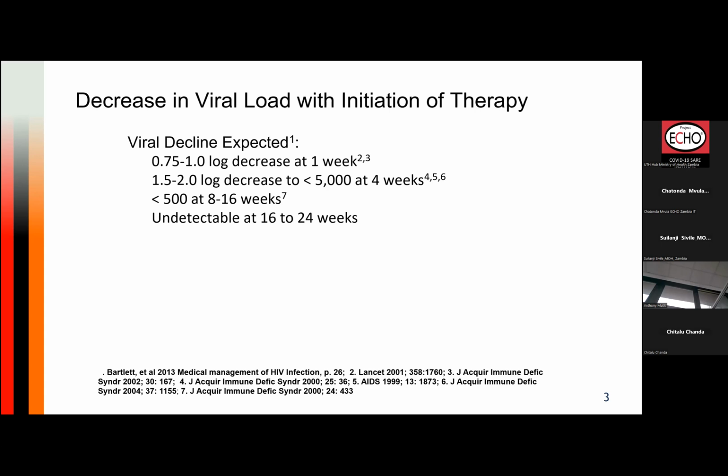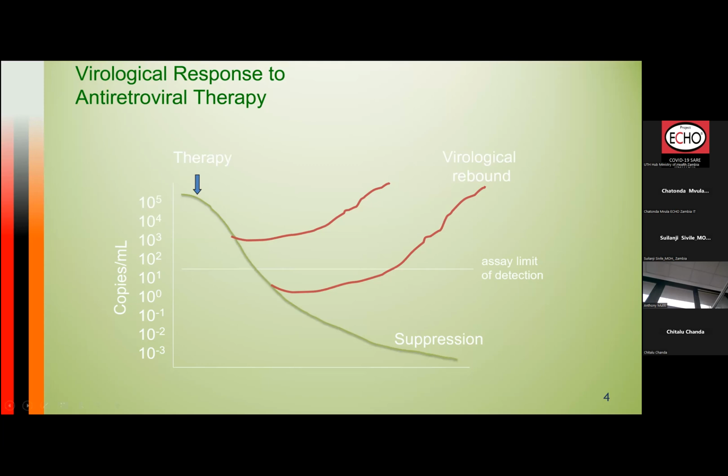Typically in the DTG era now, with very potent therapies that we're using, we've seen some patients suppress within a week. So this data is at the very least. Once you start therapy, you really expect the viral load to drop into suppression.